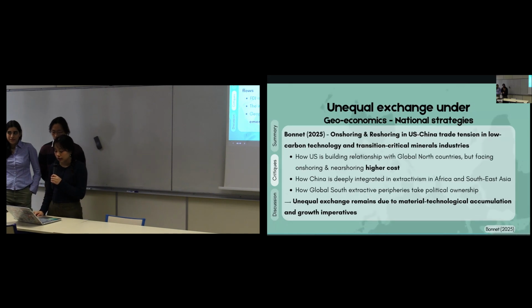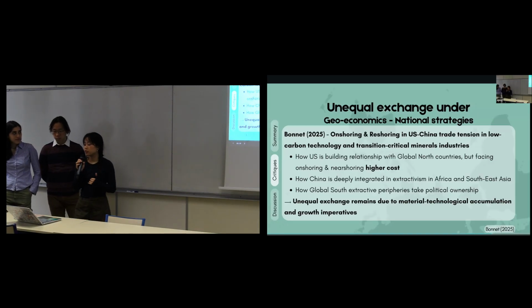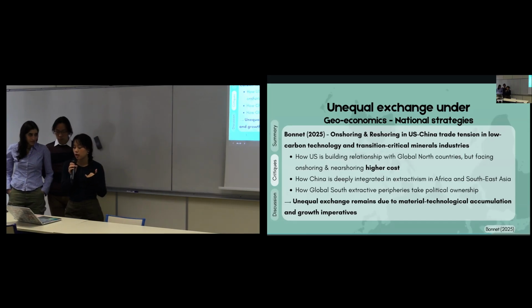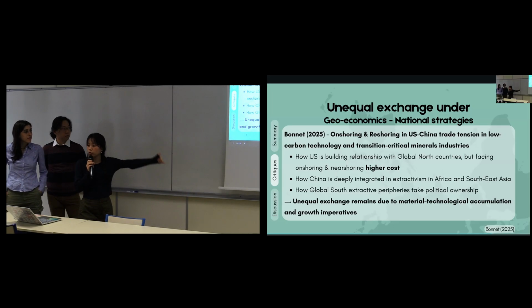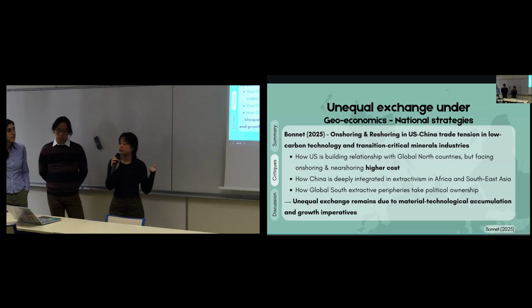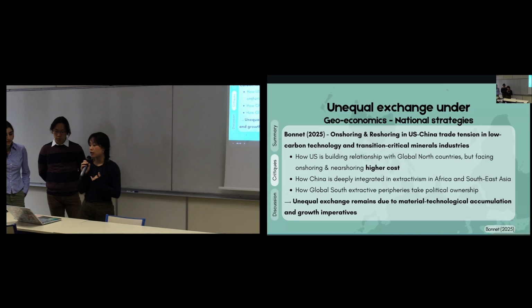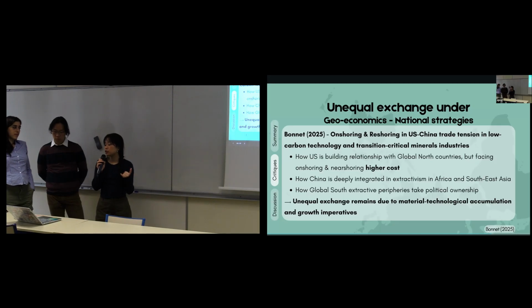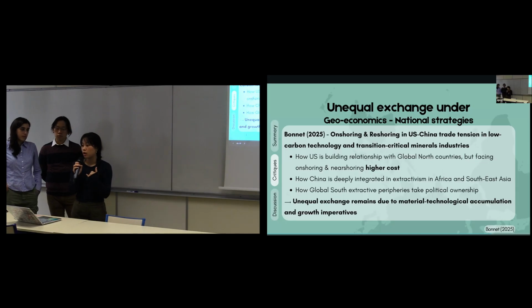and emerging countries. And if we look at this paper Bonnet published this year, they're saying that onshoring and reshoring happen amid US and China trade tension in very key sectors, which are technology, low carbon technology, and transition critical mineral industries. This is a very cool paper if you want to take a look. They talk about how the US is building relationships with global north countries, but of course facing higher cost, and how China is deeply integrated in extractivism in Africa and Southeast Asia, and also how the Global South, mostly South American countries, are trying to maintain their political ownership, not to be over-dependent on other countries in protecting their resources.